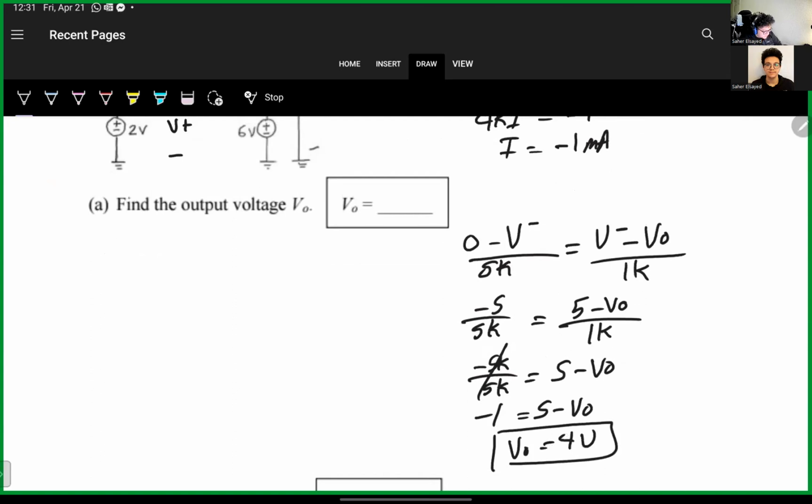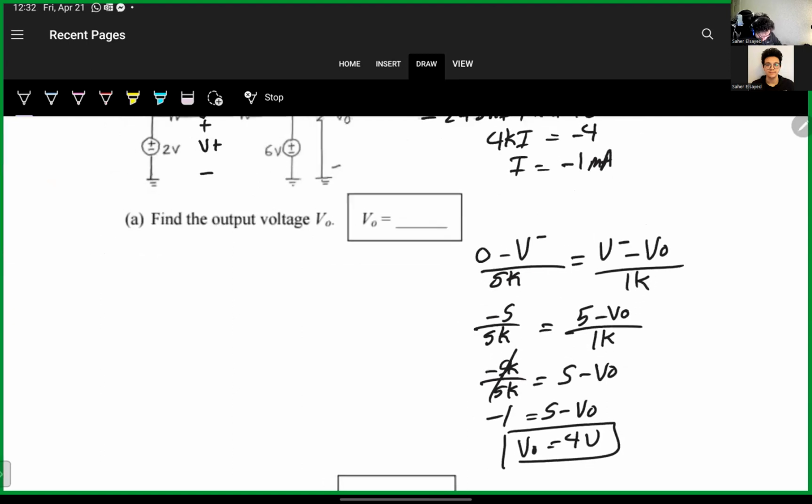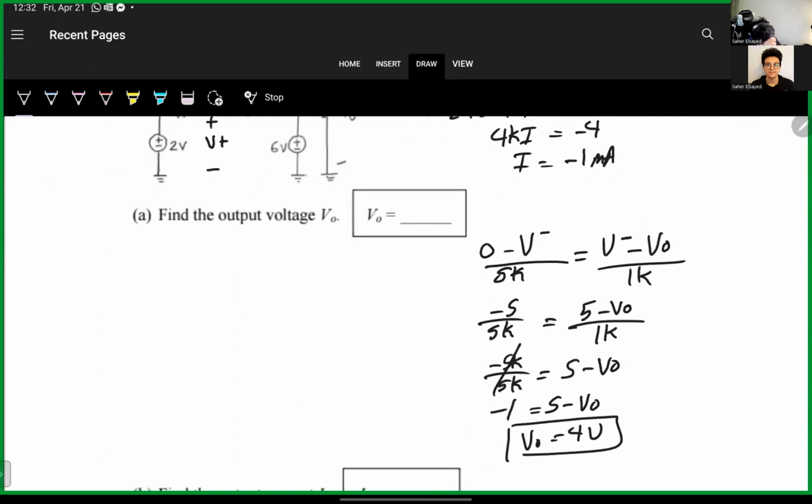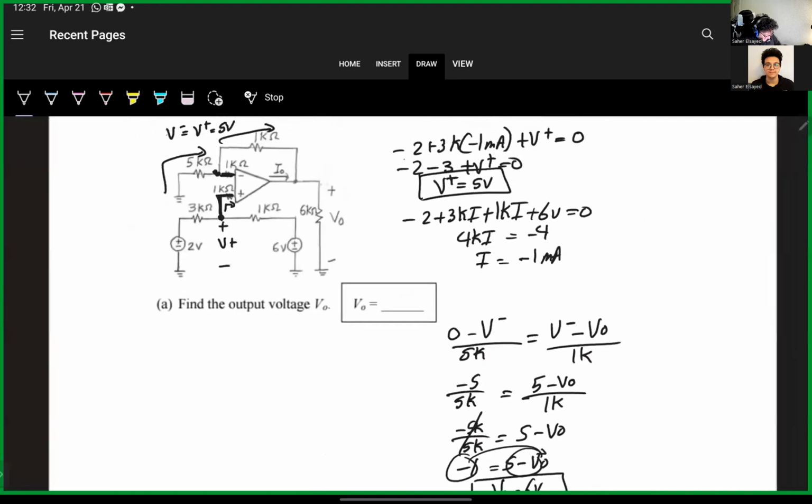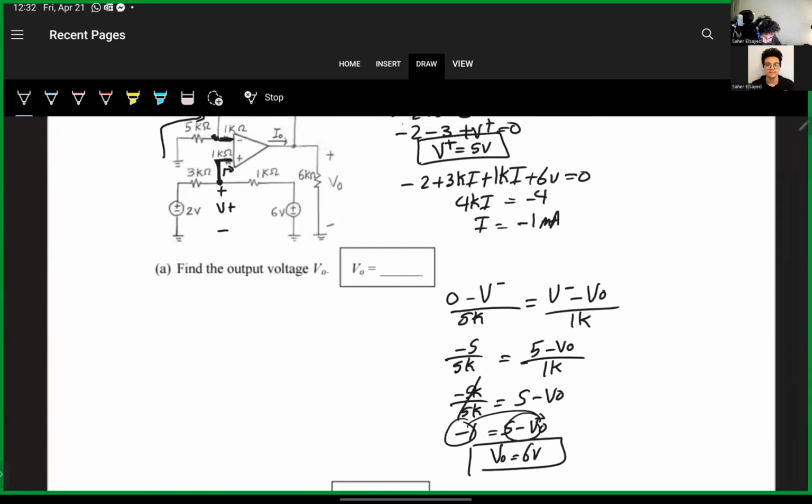Is this correct? No. Wait. What did I do wrong? Oh, yeah, sorry. -1 move to the other side, and this move to the other side is 6 volt. V out is equal to 6 volt. Sorry. Again, it's midnight, so expect some mistakes. Sorry about that. Okay, now it's asking for I out.